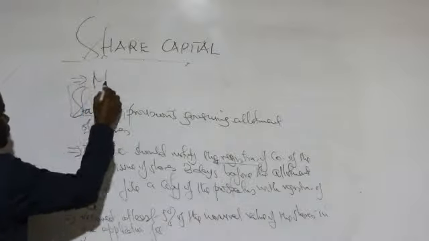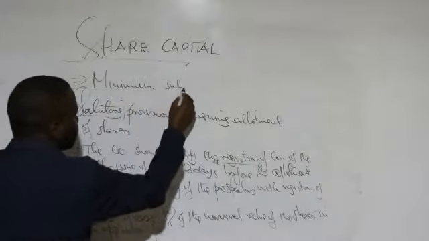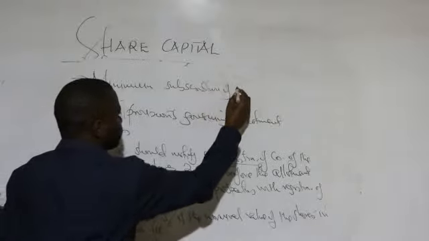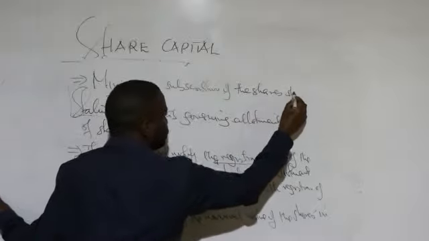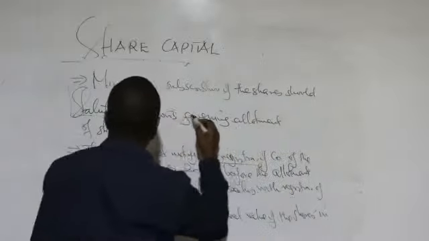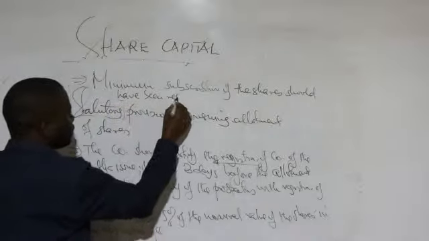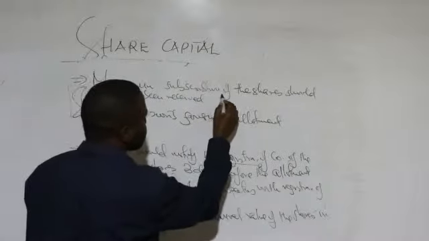So the minimum subscription of the shares should have actually been received before the company allots, the minimum subscription stated in the prospectus.